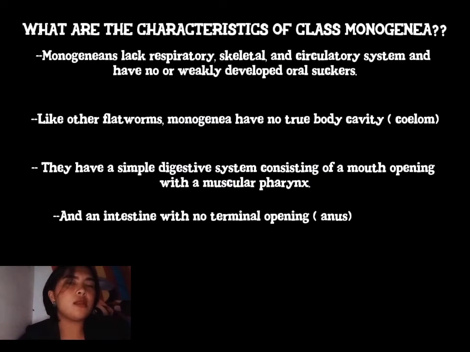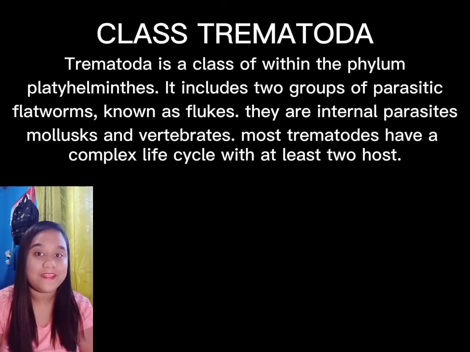What are the characteristics of the class Monogenea? Monogeneans lack respiratory, skeletal, and circulatory systems, and have no or weakly developed oral suckers, like the other flatworms. Monogenea have no true body cavity. They have a simple digestive system consisting of a mouth opening with a muscular pharynx and an intestine with no terminal opening or anus.